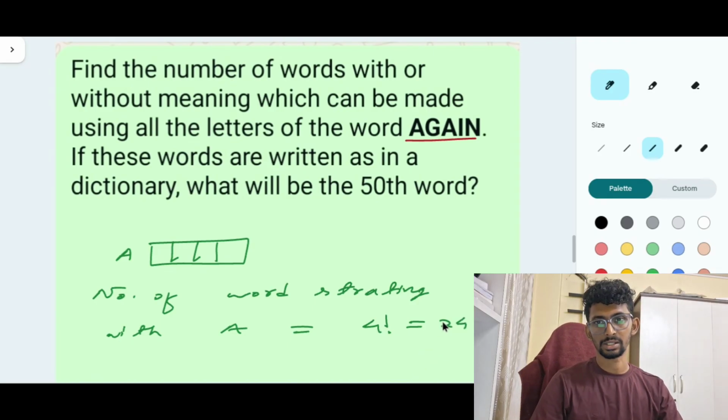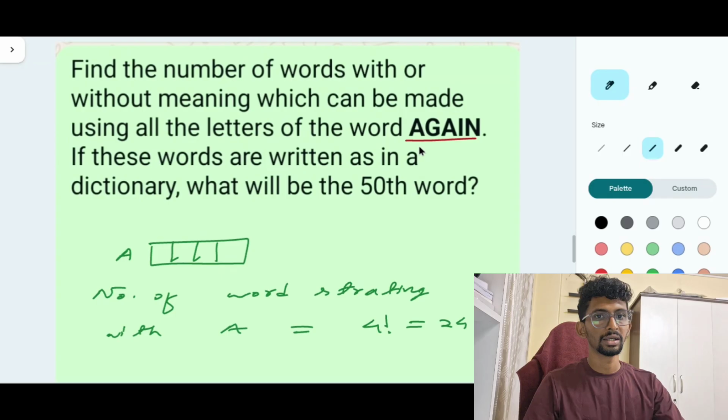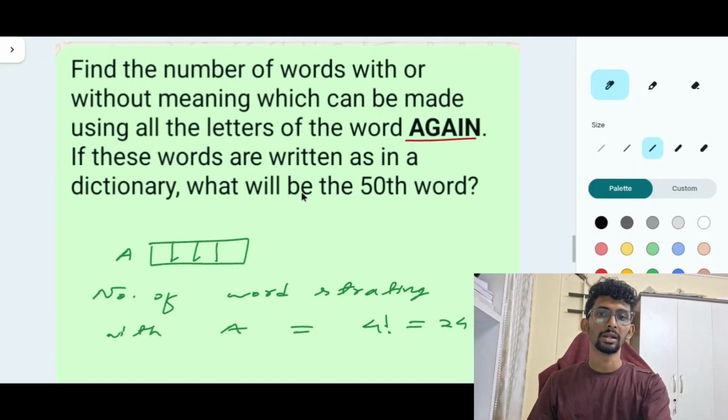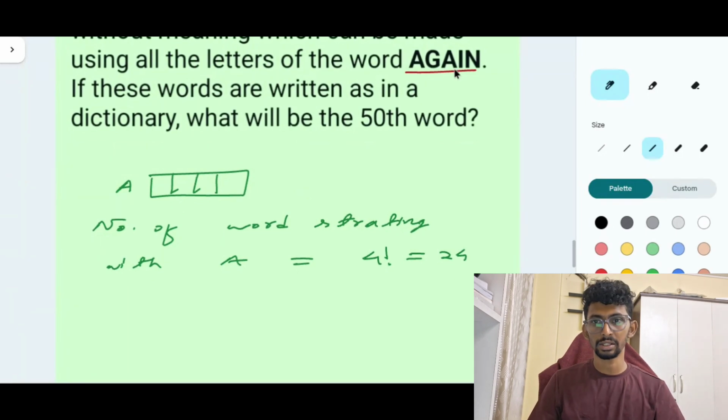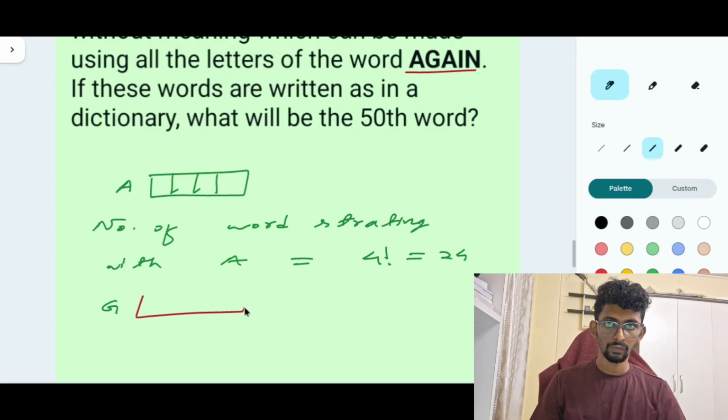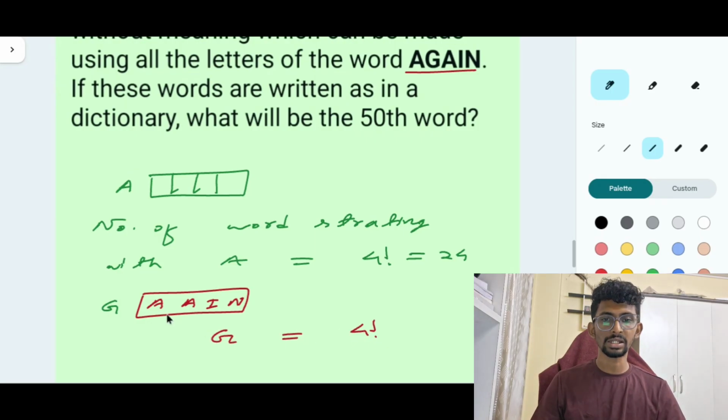Okay. Next, after A alphabetically G comes. So we will find the number of words that can be formed using these 5 letters starting with G. So that means again we have to arrange 4 letters. G is fixed. So A, A, I, N. So 4 letters. So the number of words starting with G will be equal to 4 factorial. But this time since A is repeating, divided by 2 factorial. So 24 divided by 2, that is 12.